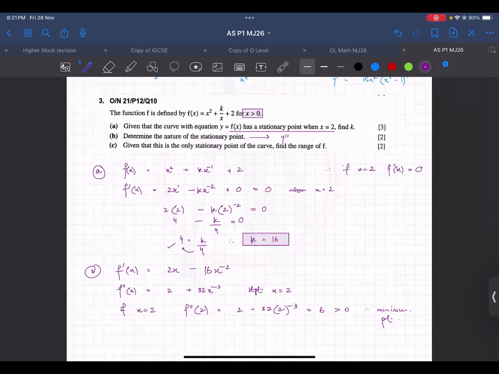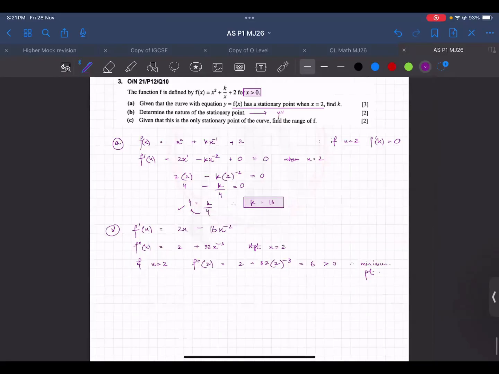Then, given that this is the only stationary point of the curve, find the range of f. We'll find this. That's a good question. This is the only stationary point. So first of all, find the value of y at this stationary point.